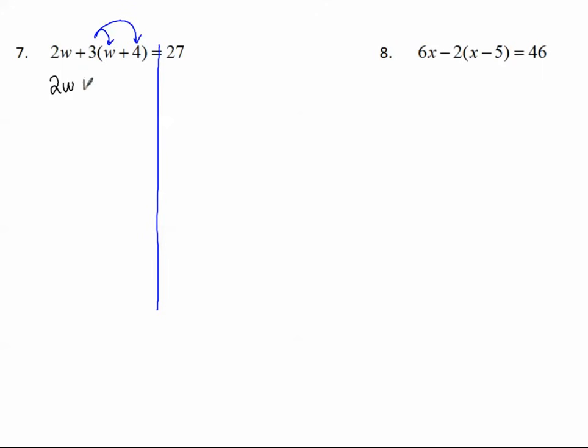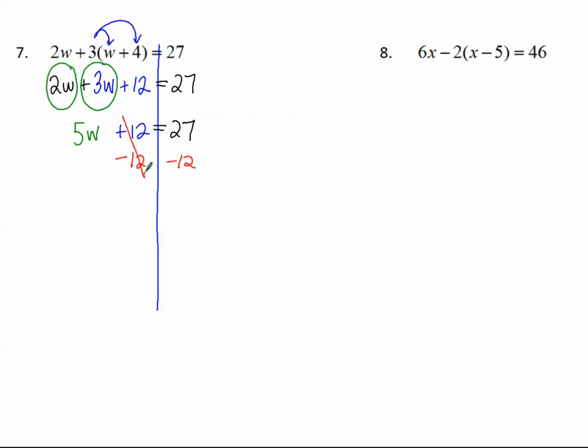2w, I didn't change that, plus 3 times w is 3w, 3 times 4 is positive 12, equals 27. I didn't change that. Now we can combine like terms. 2w plus 3w makes 5w plus 12 equals 27. Now I'm trying to get w by itself. Do the stuff farthest away from the w, minus 12 both sides, left 5w equals 15. Now divide, get rid of the 5, divide by 5, w equals 3.